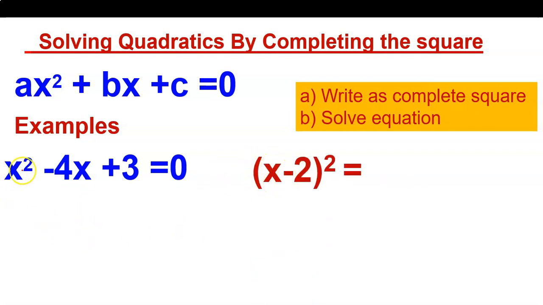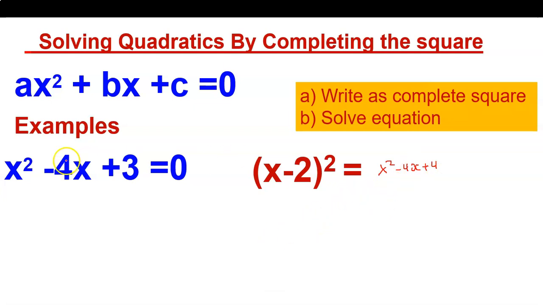So if we complete the square, we need to square root that one. We need to half this one and square. That's what we got. But if we expand it, we will get x squared minus 4x plus 4. You can make double brackets and expand it, but that's what you got.